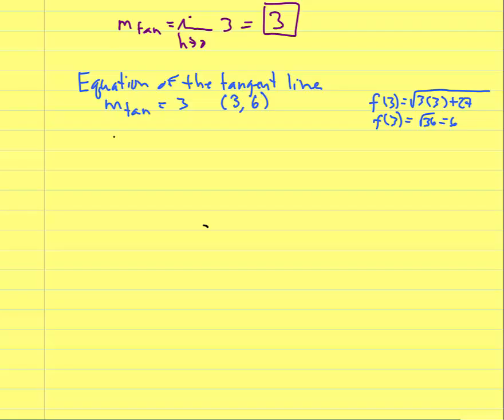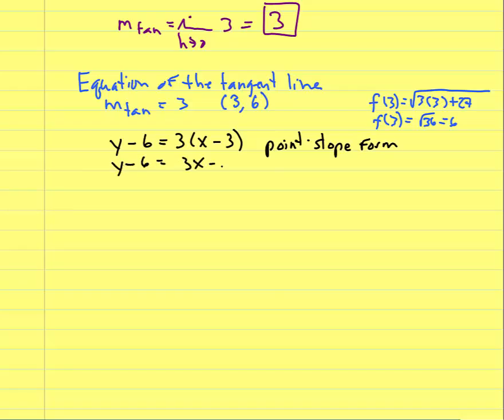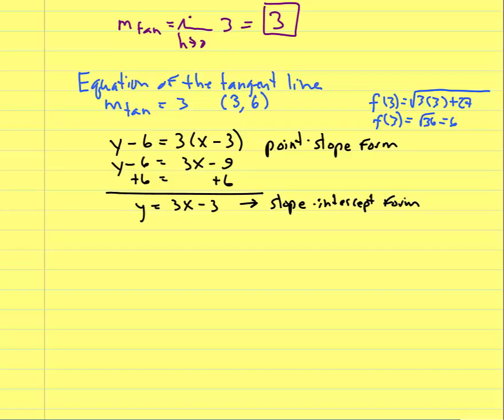Okay, so y minus y1, y minus 6 equals 3 times x minus 3. So if you're asked to write your equation in point slope form, you're done. This is point slope form. But if you have to put it in y-intercept form, we would distribute: y minus 6 equals 3x minus 9. I'd add 6 to both sides, and I'd have y equal 3x minus 3. This would be your slope-intercept form. Now it's called slope-intercept form because the slope is given by 3 and the y-intercept is given by negative 3.